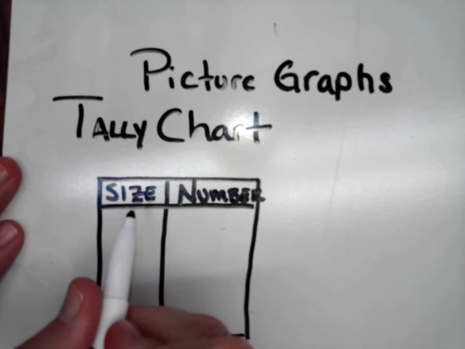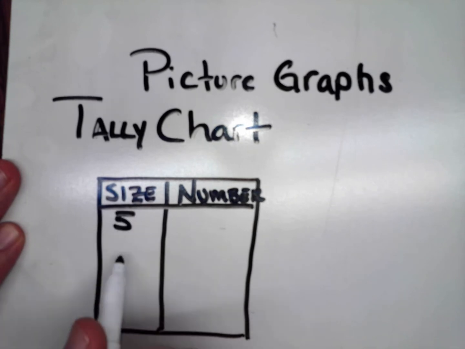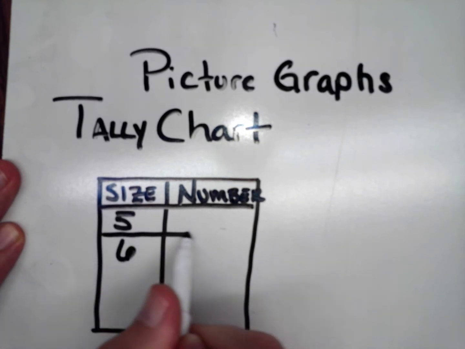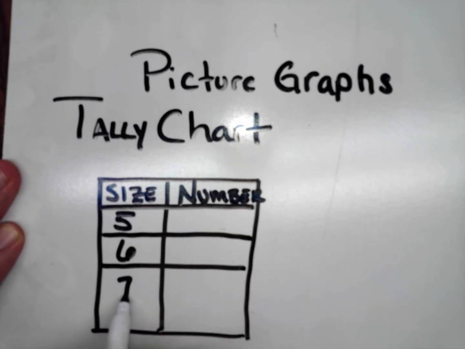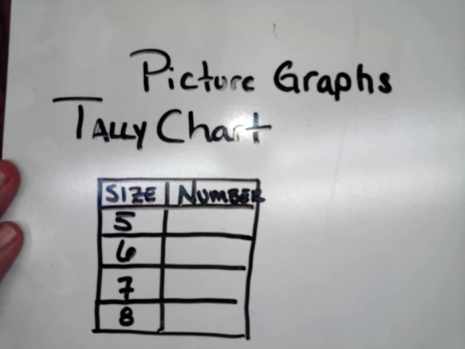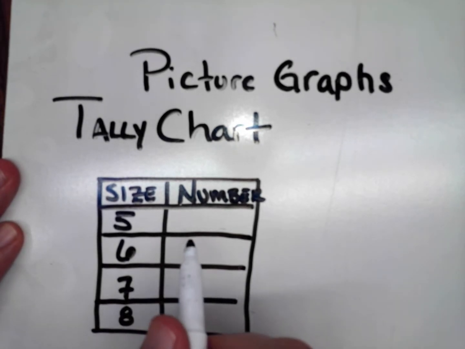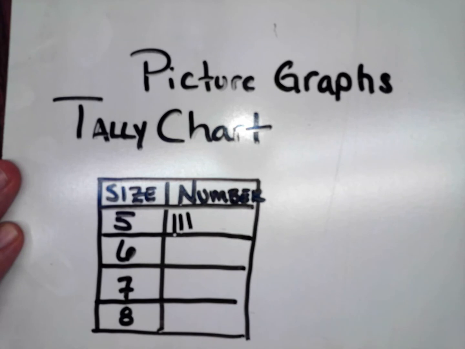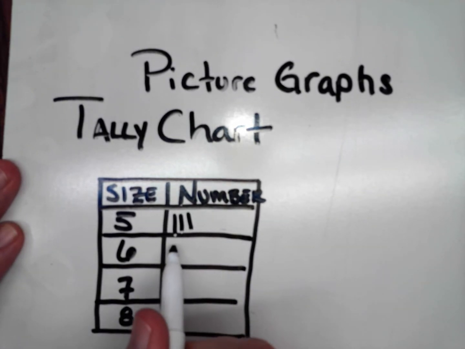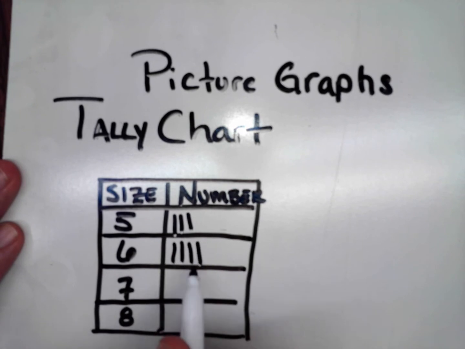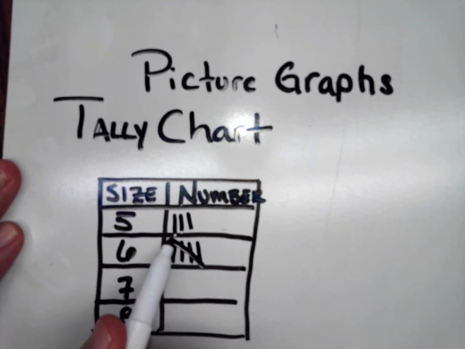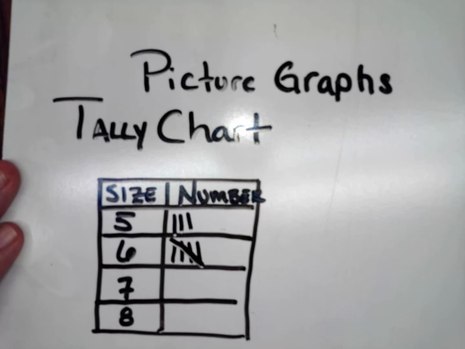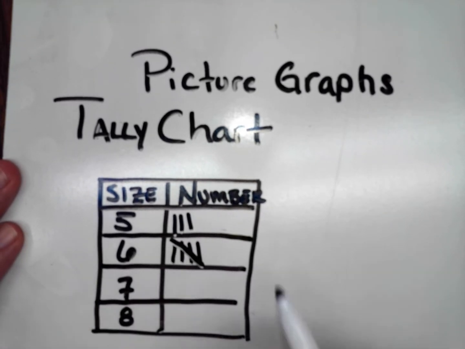So if we had sizes 5, 6, 7, and 8, and we counted how many of each size shoe there were, we might have a tally. So we're going to make just a single mark for each one. 1, 2, 3 size 5s. When we get to the fifth one, the fifth line is a diagonal line to help us keep organized. But let's say we had 7 students with size 6 shoes.